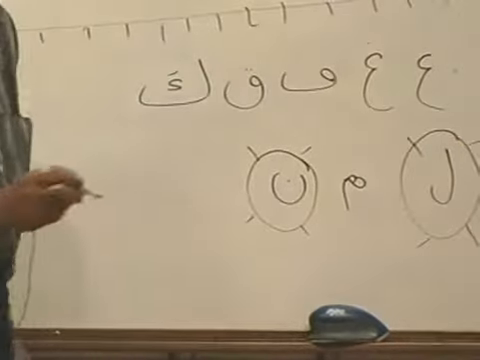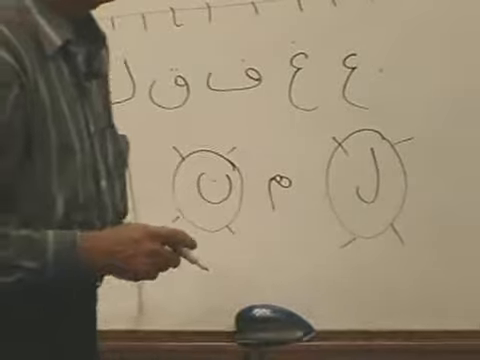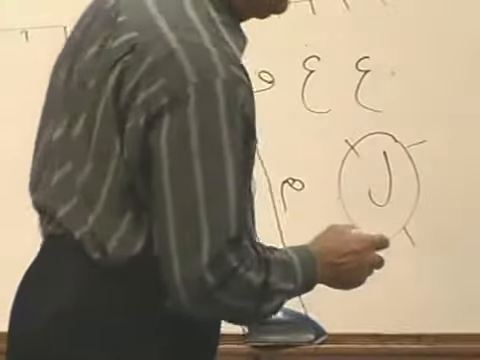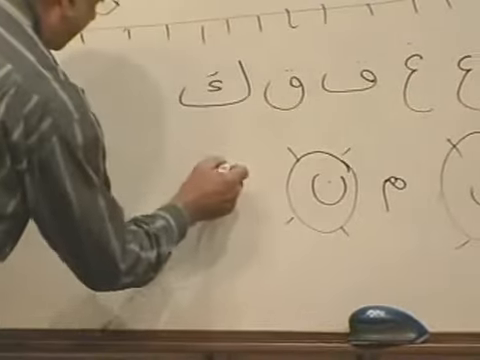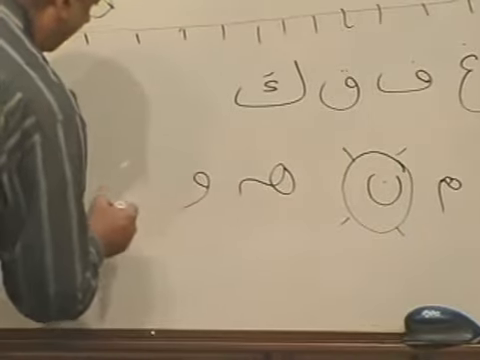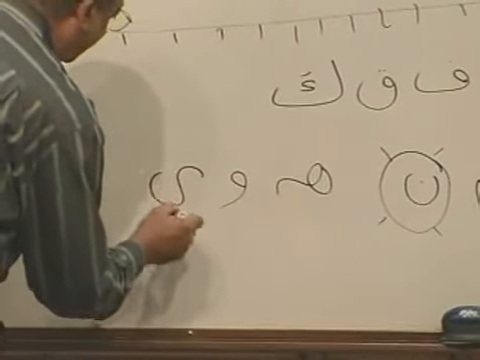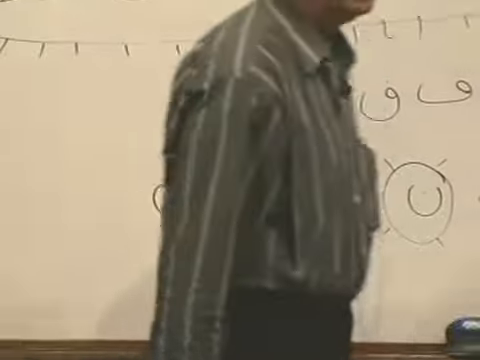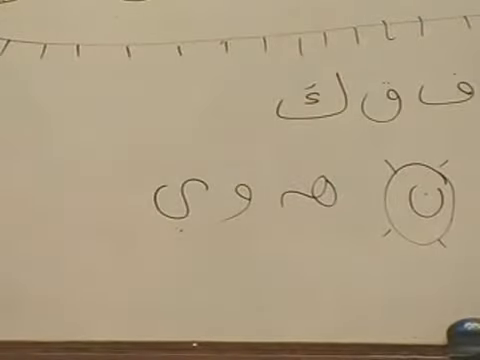In my book, I wrote it in different colors. And then we have Ha, and then Vav, and then Ya. Okay. Are you with me, brothers and sisters?